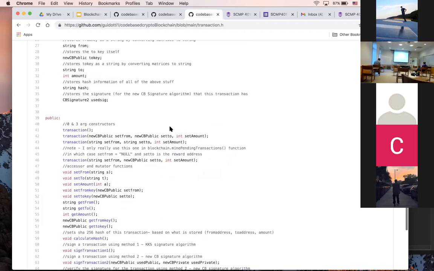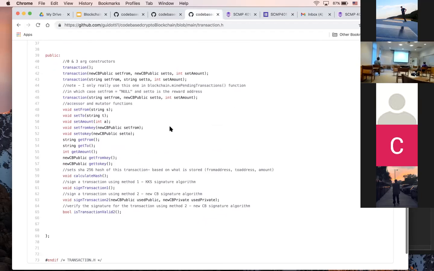And lastly, this is the transaction class. So again, these are all just accessors and mutator functions, but then the ones down here are calculating the hash, which is actually what you're signing when you perform the digital signatures. And then we have a few different ones. This one's one of the particular digital signature algorithms, the KKS one that I'll talk about in a second.